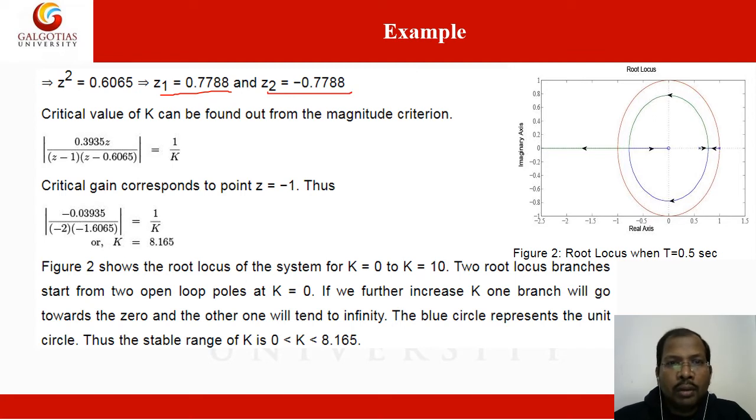The critical value of Z can be found using the magnitude criterion, 1 by K. The critical gain can be calculated at the point minus 1. Here we get K equal to this value. At this point we get this K value. Here you can see this is the root locus.